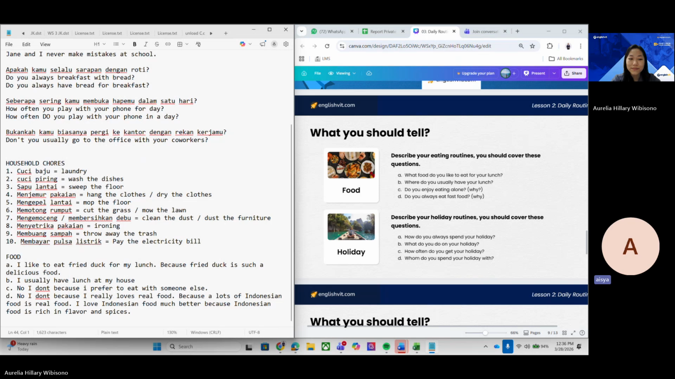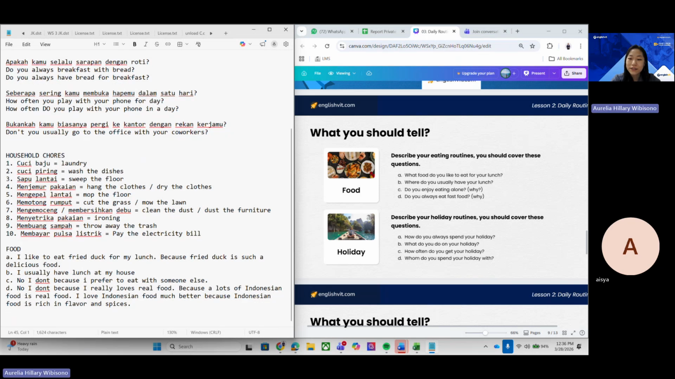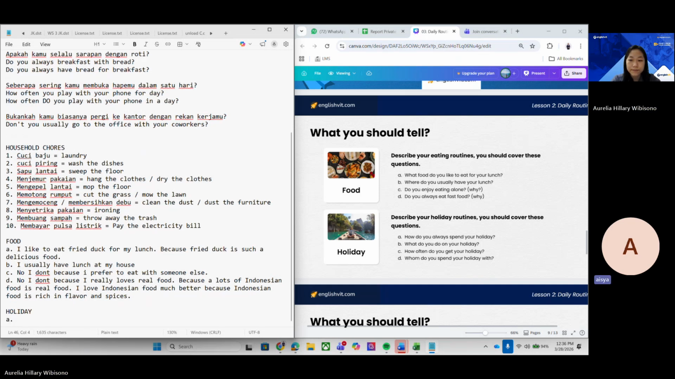Spices. Okay. All right, now let's continue to the topic of holiday. I want to ask you about your holiday routine. You should cover this question. Number A, how do you always spend your holiday? How do I always spend my holiday? I usually spend my holiday with my family.